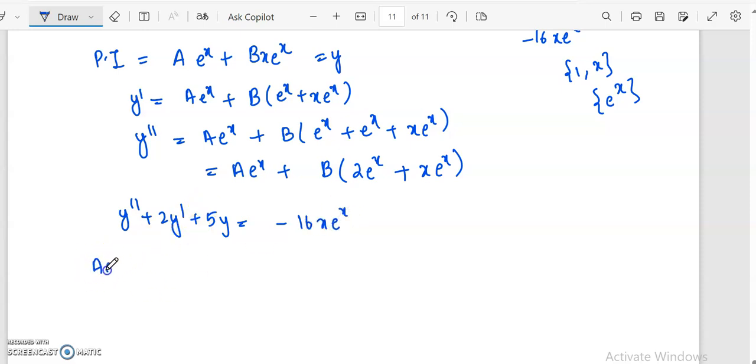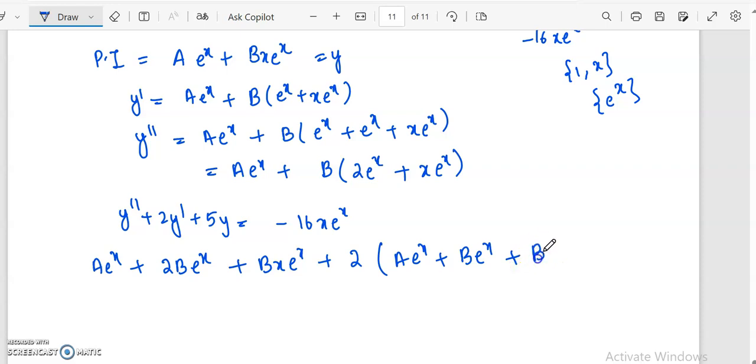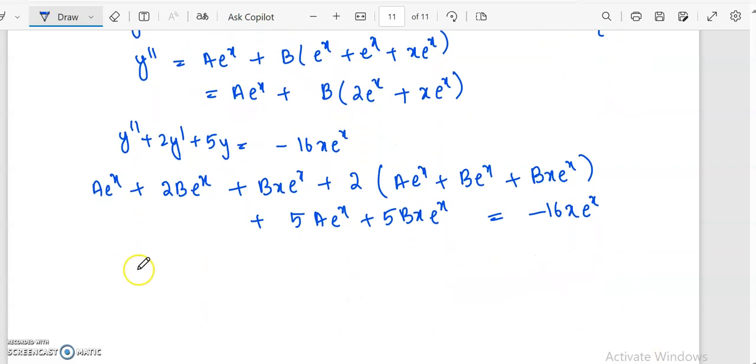y double dash will be a e raised to x plus 2b e raised to x plus bx e raised to x, then 2 y dash will be 2a e raised to x, then 2b e raised to x, then 2bx e raised to x, then 5y will be 5a e raised to x plus 5bx e raised to x. So this must be equal to minus 16 x e raised to x. Now we need to equate the coefficients on both sides. We'll equate the coefficients of e raised to x and x e raised to x.